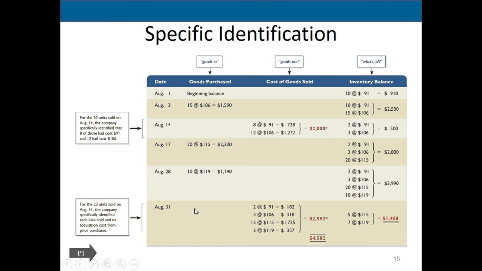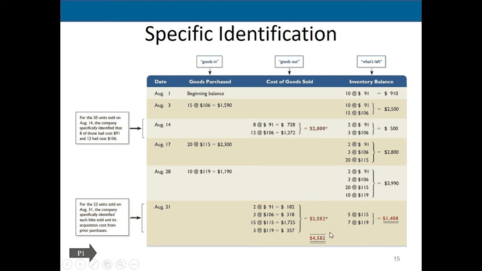They're saying that I specifically sold the 2 units that I had at 91. I specifically sold the 3 units that I had at 106. I specifically sold 15 of these 20. See that? 15 of these 20. And I specifically sold 3 of this 10. Okay, that totals up to a cost value of $2,582 that needs to transfer out. And what do I have left? I have 5 of these $115 units, and I have 7 of these $119 units. And if I do that math, I get 1,408.